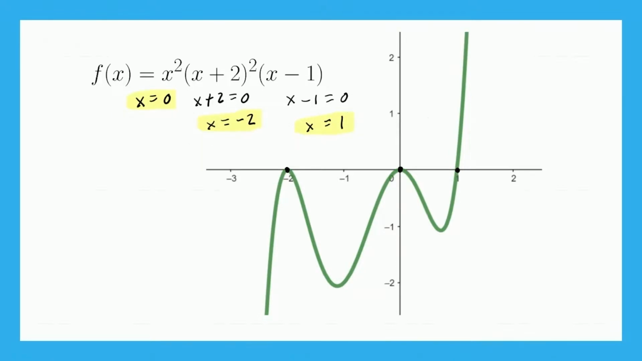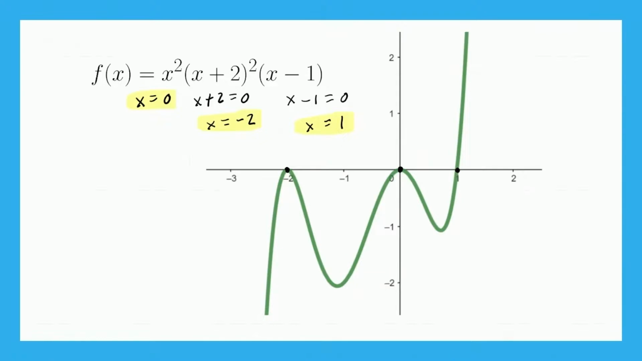And then we'll talk about the multiplicity. So x equals 1 corresponds to that 0 right there. X equals negative 2 corresponds to this 0. And x equals 0 corresponds to that 0 right there. Now, which of these zeros have multiplicity? Obviously just the first two.